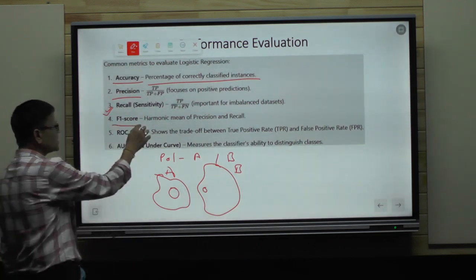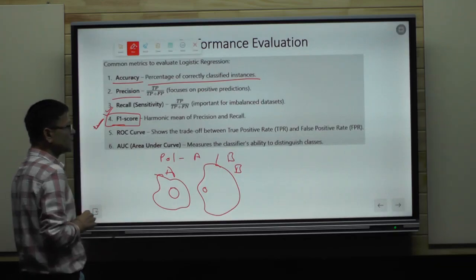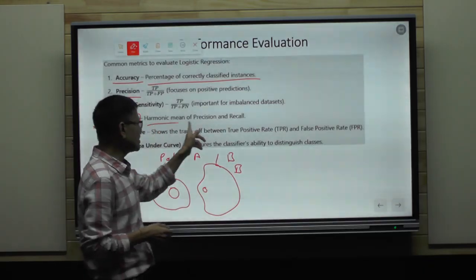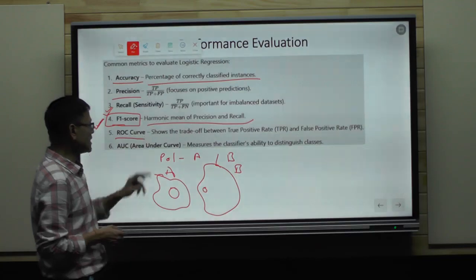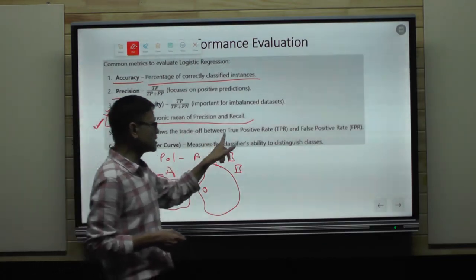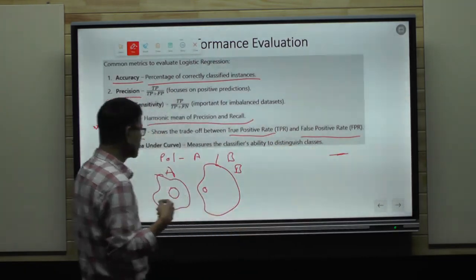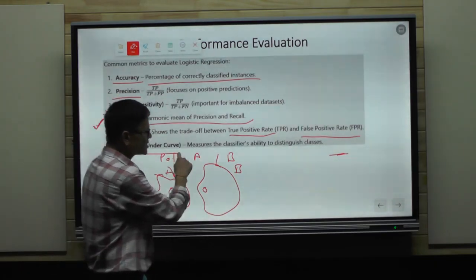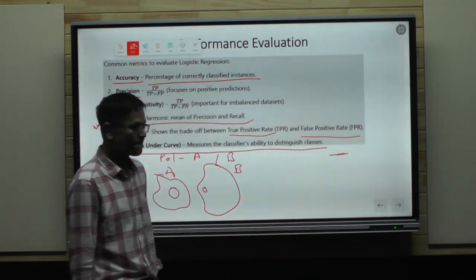So the F1 score is the score in which you should be interested, because this takes care of everything. It is simply a harmonic mean of precision and recall. Then we have the ROC curve that shows the trade-off between true positive rate and false positive rate, how the algorithm did the trade-off. And AUC measures the classifier's ability to distinguish classes.